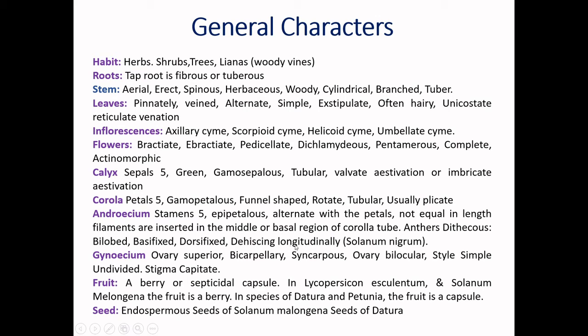And they dehisce longitudinally after maturation for dehiscence of pollen grains. Example of longitudinal dehiscence, Solanum nigrum.